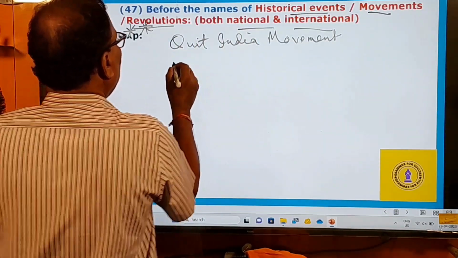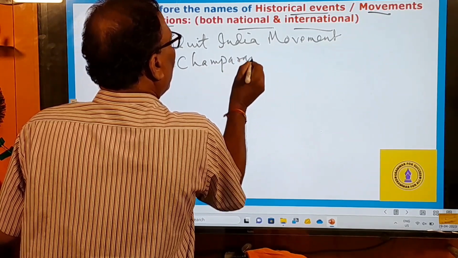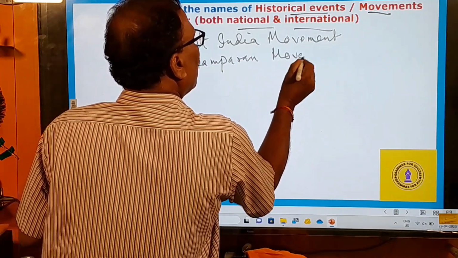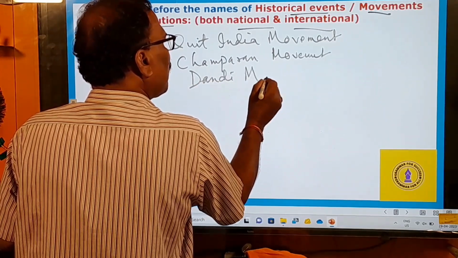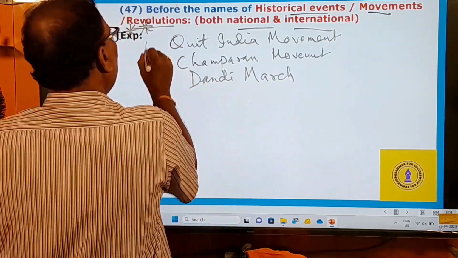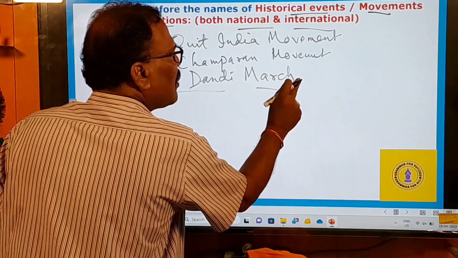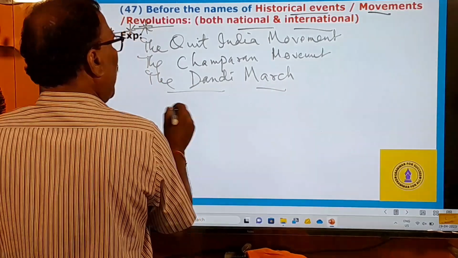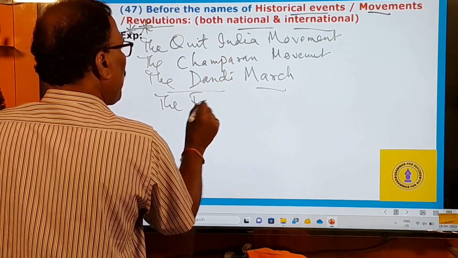And the next, what is that? Champaran movement. Okay, Dandi March. It's an event. It's not a movement. So we have the Dandi March. It's an event. It's a movement. And next, in revolutions, the French Revolution.